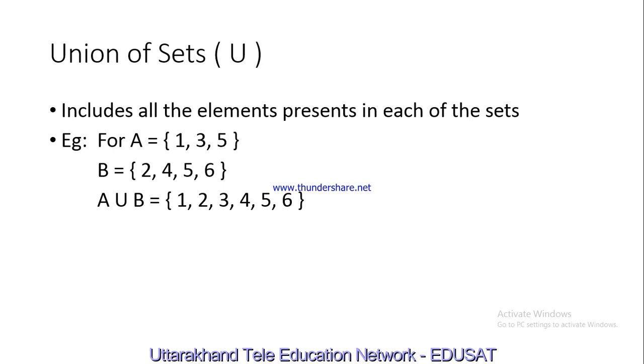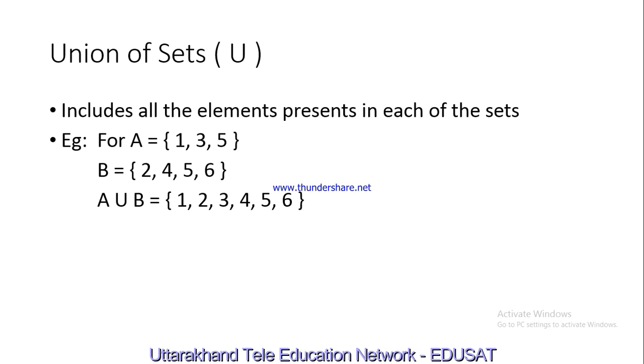So now A union B should have all the elements present in both A and B, and you look at the value here: 1, 2, 3, 4, 5, 6. This includes all the elements of A, i.e. 1, 3, 5, and it also includes all the elements of B, that is 2, 4, 5 and 6. Now this is the value of A union B.